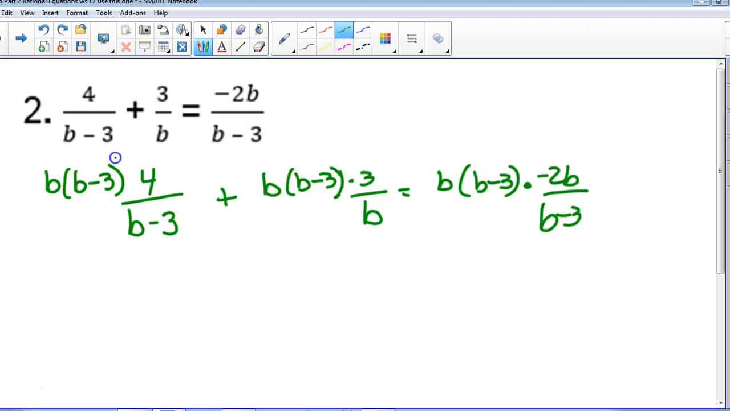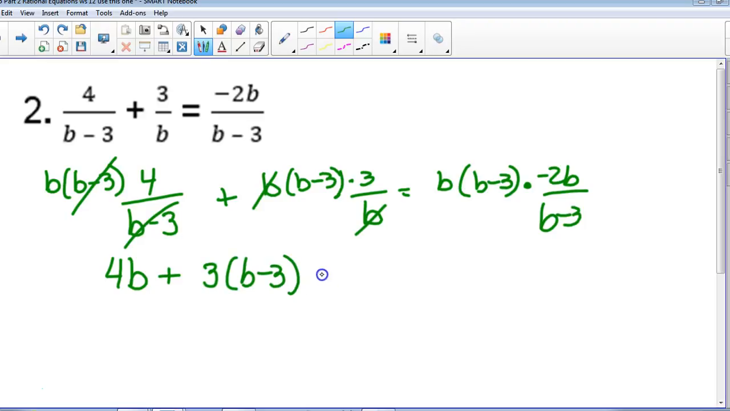Okay, so the first one, the b minus 3's will cancel, and we'll just have 4b plus what? 3 times b minus 3, or 3b minus 9. Yep, you can distribute at the same time, I don't care. And over here, what do we get on the right-hand side, though? Good job, negative 2b squared.